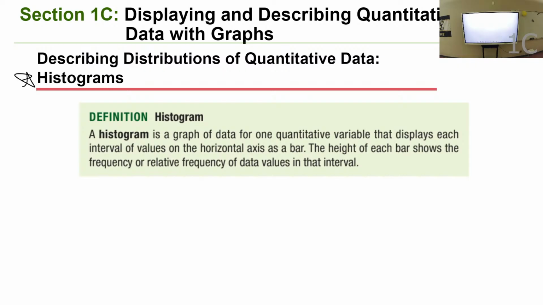Quantitative data displays each interval. It's an interval of values on the horizontal axis as a bar. The height of the bar will show the frequency or the relative frequency. Remember, relative frequencies are nothing more than percentages.